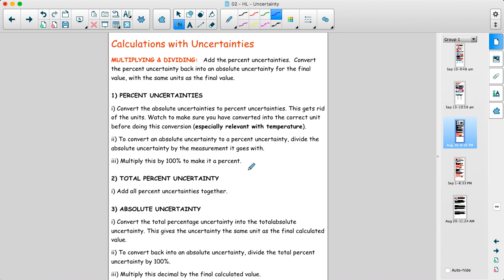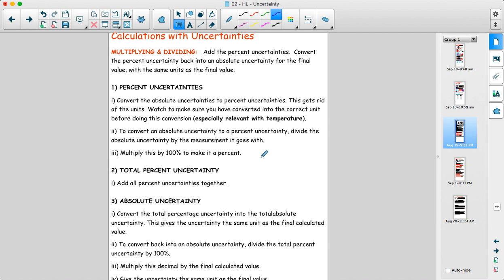The second type that you do is unfortunately a lot more complicated. It's when we end up doing calculations where we are multiplying and dividing measurements that we've taken that have uncertainties. The problem really is that when we multiply and divide things, we change units, and therefore we can't just add the uncertainties together because I can't add a gram to a centimeter cubed, and I can't add that to a degree Celsius. It just doesn't make any sense.